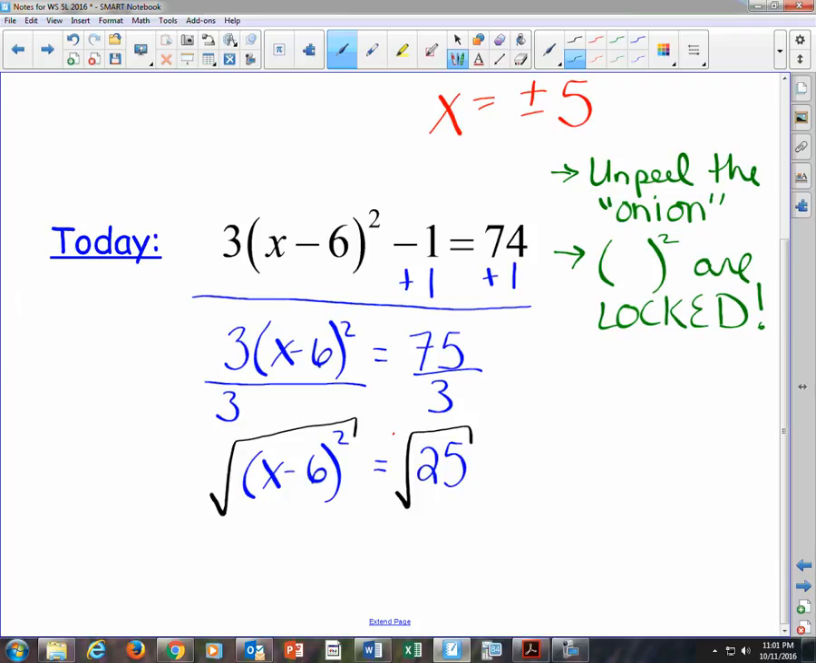And so there we go. And don't forget the plus or minus. So this is important. Woohoo! Yay, we're not going to forget that. Don't forget.